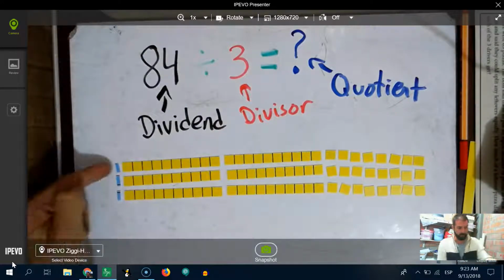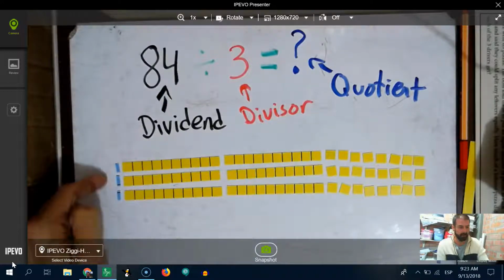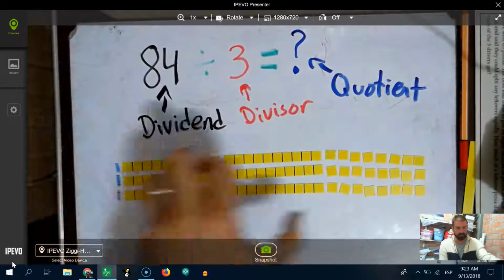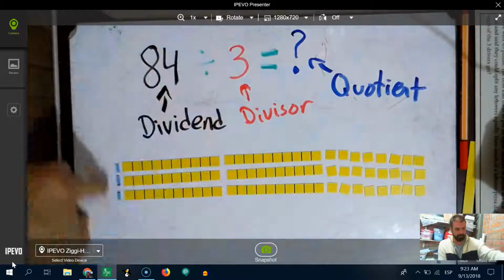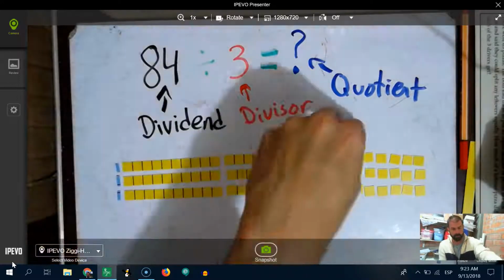So here we are. We have our dividend. I'm sorry, our divisor. Ugh. Divisor. And then this is our dividend. Okay, the yellow is our dividend. So we've taken our dividend of 84. We've divided it into 3 groups. They are equal, right? Each. And so now, what is our quotient?